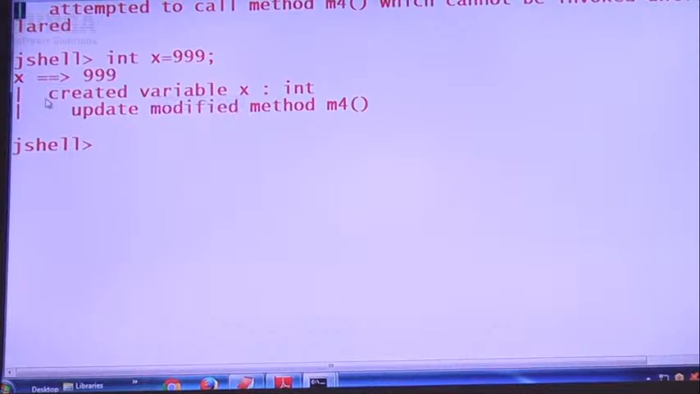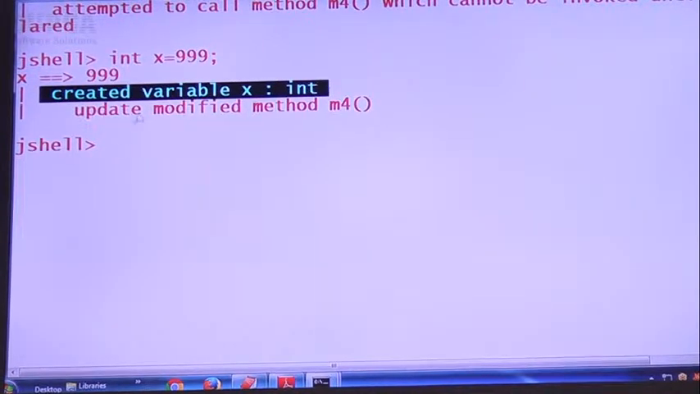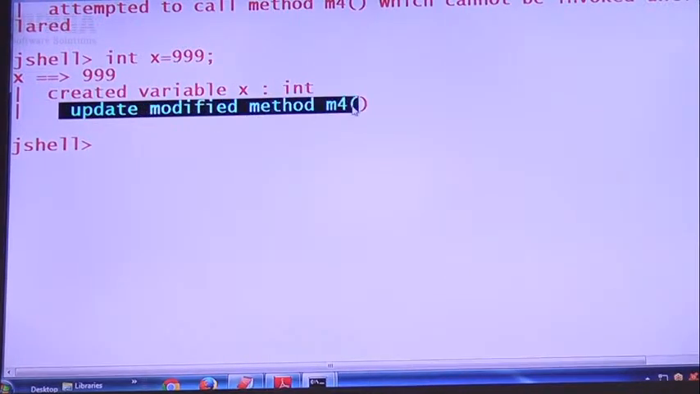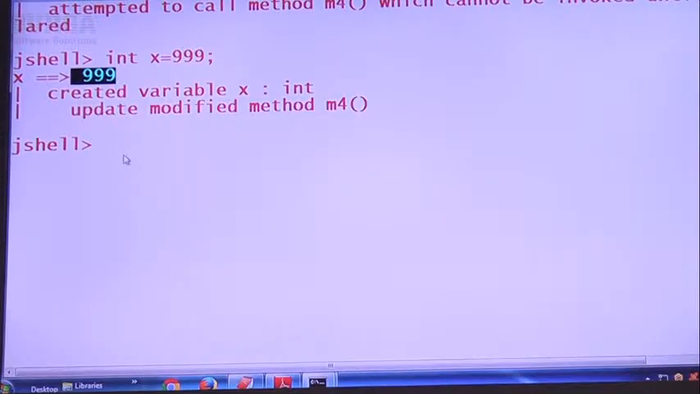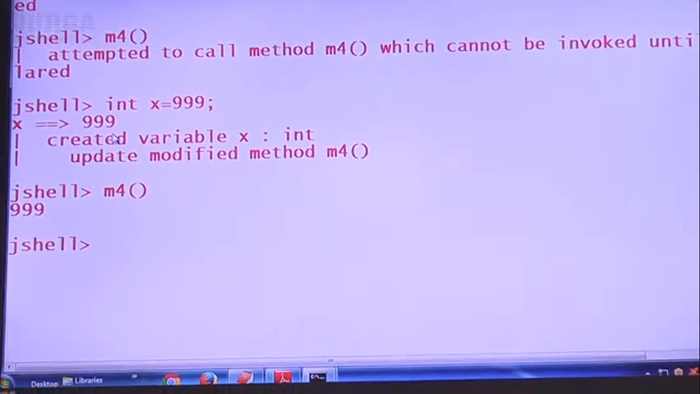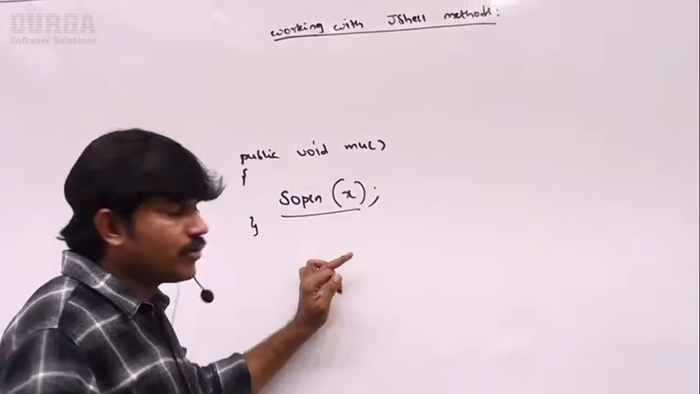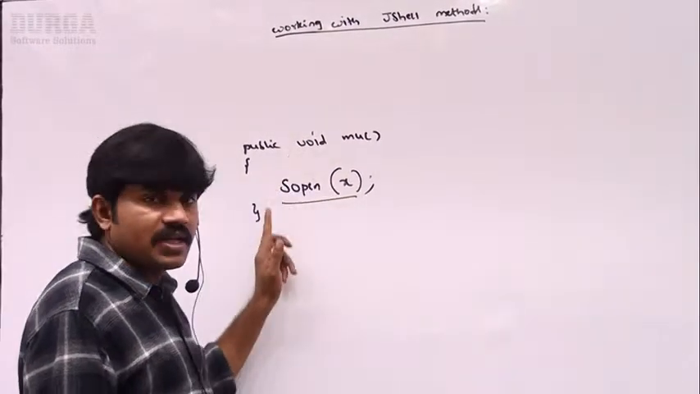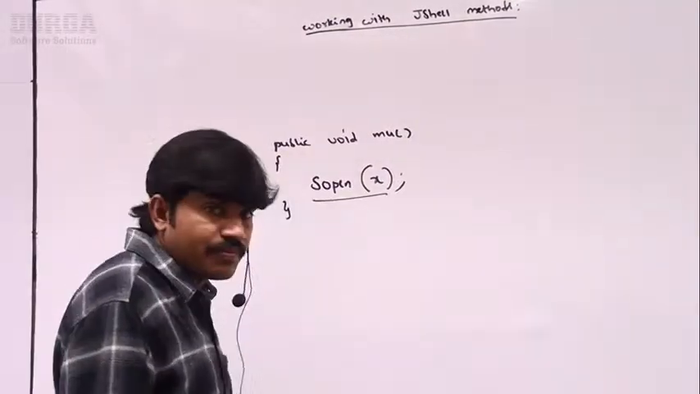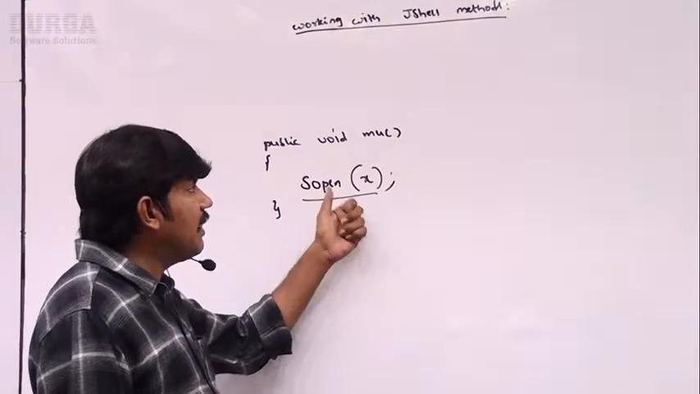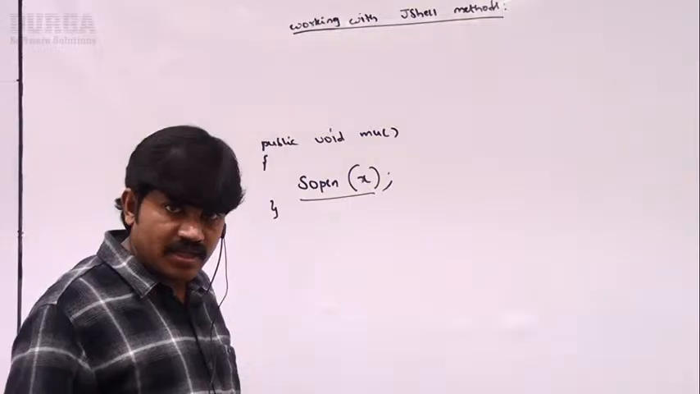Created a variable x, and updated, modified method m4. m4 is already updated because now this variable is available. Now let me call m4. Now it should print 999. Everyone can understand, right? So even if a variable is not declared, you can still use that variable inside a method. But to call that method, we compulsorily have to declare it, then only you can call this method. Clear for all of you?